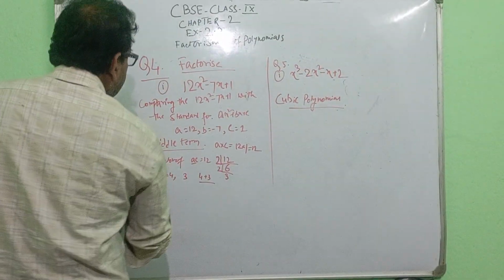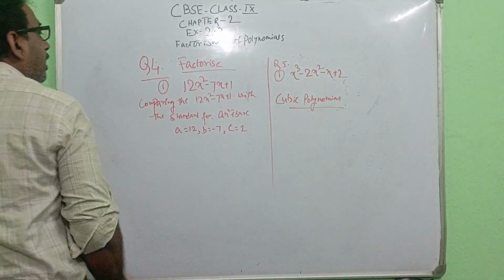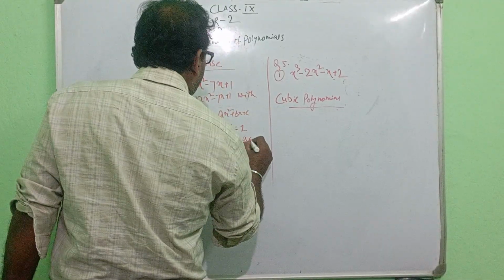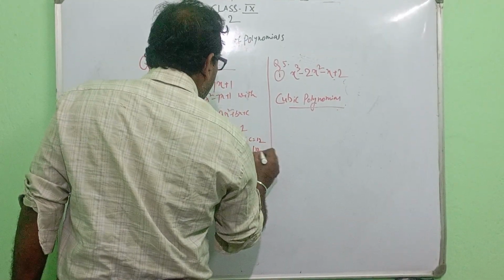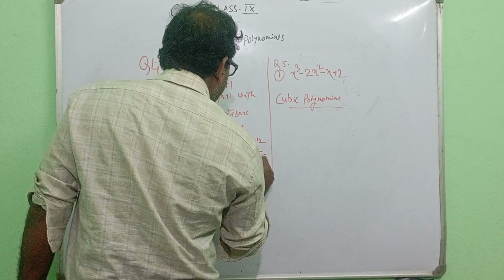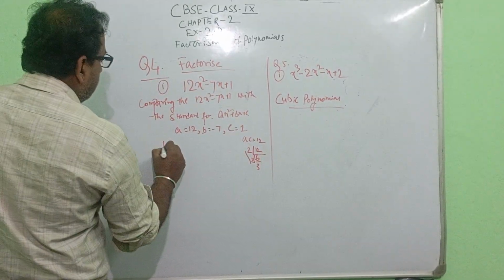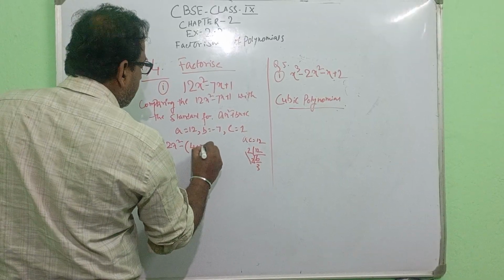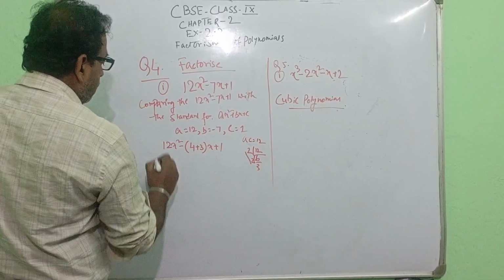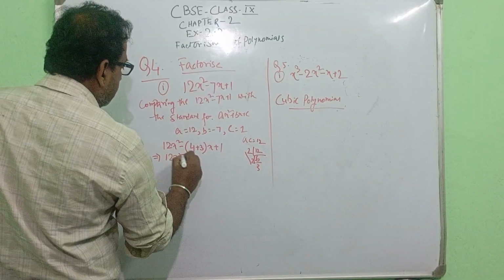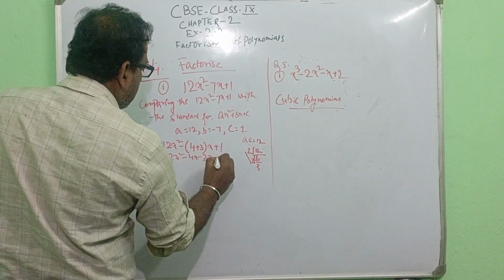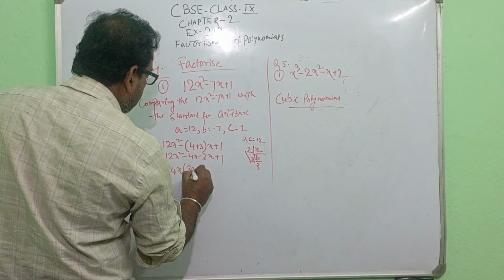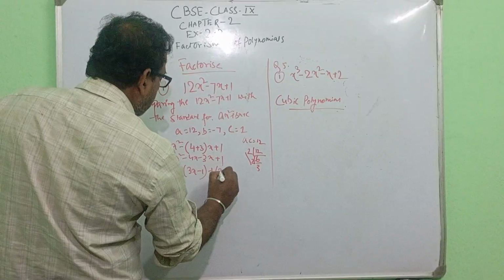Now what will we do? We simply do that. ac is equal to 12. Now we write 12x square minus 4x minus 3x plus 1. 12x square, now 4x is common, minus 1.